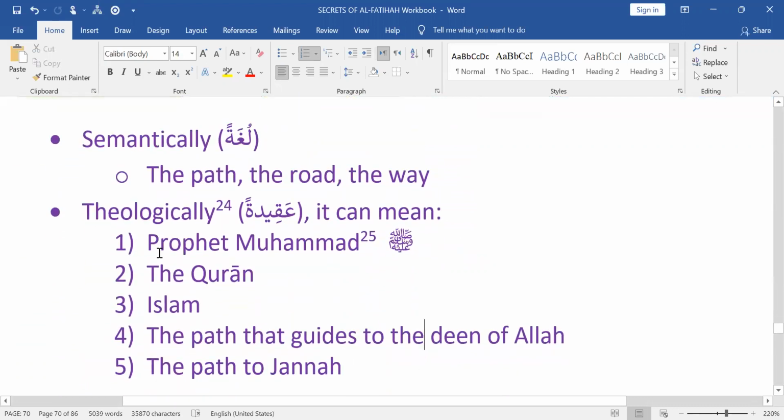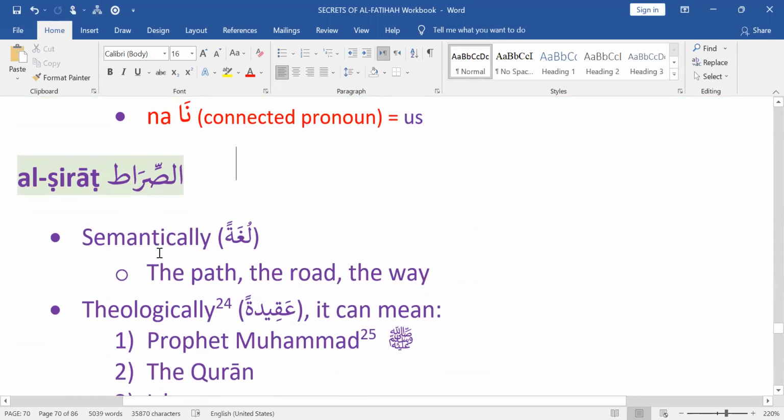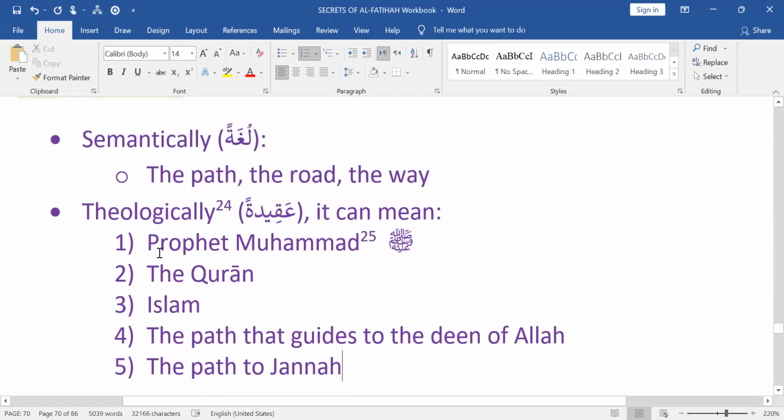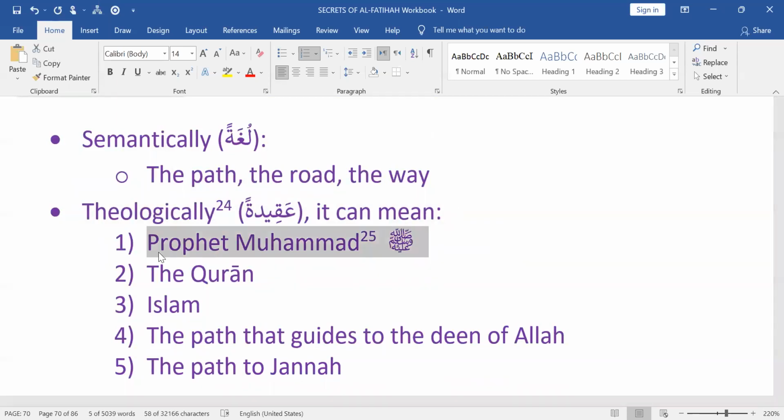As-Sirat has some theological and semantic perspectives. Let's look at the semantic perspective of the word as-Sirat. Lughatan, semantically, as-Sirat means the path, the road, the way, and theologically, as-Sirat can mean a whole bunch of things. It can mean Prophet Muhammad, sallallahu alaihi wasallam, because he's the path, he's the road, he's the way for us.